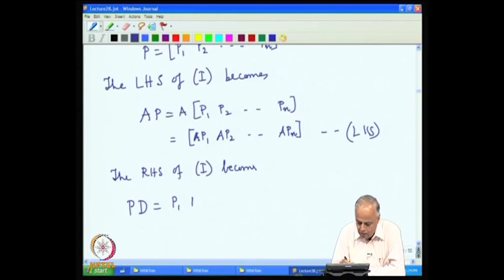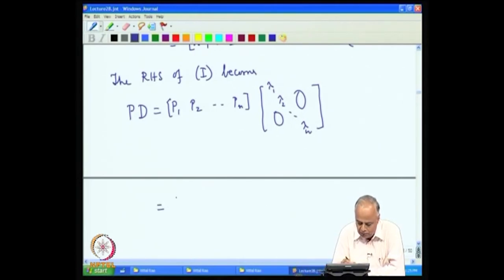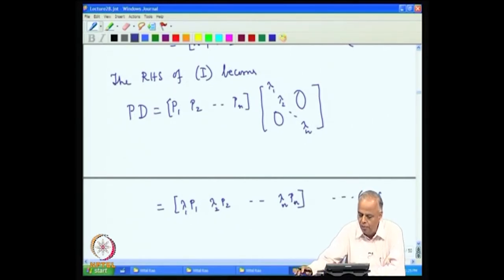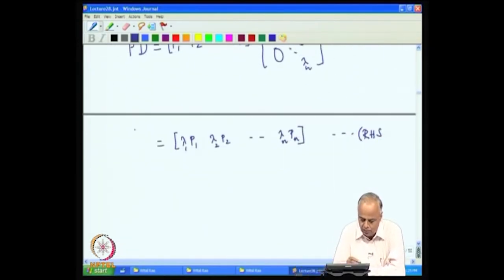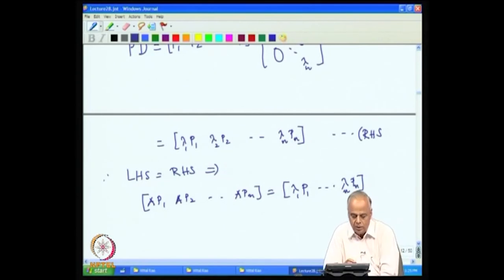Now, P is again written in column notation and D is the diagonal matrix with entries lambda 1, lambda 2, lambda n, and 0 elsewhere. If I multiply this in block notation, this becomes lambda 1 P 1, lambda 2 P 2 and so on, lambda n P n. So, this is the RHS. Equating the LHS to the RHS implies the matrix A P 1, A P 2, A P n must be equal to the matrix lambda 1 P 1, lambda n P n. That means the first column on the left hand side is A P 1, and the first column on the right hand side is lambda 1 P 1.